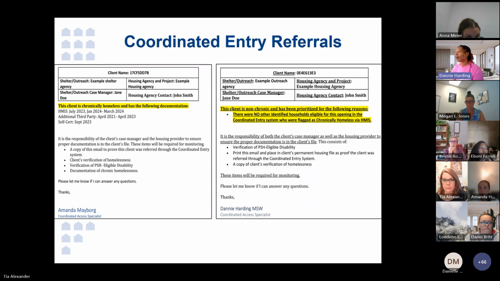To be clear, all PSH records must either have sufficient documentation of chronically homeless status or a coordinated entry email stating that the participant was not referred as chronically homeless. If neither is present, the participant is not eligible for the program. Now I'll turn it over to Ebony to talk about how to document a client's chronic homelessness in Clarity.